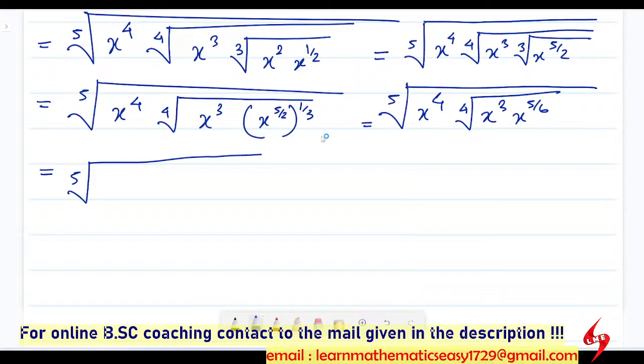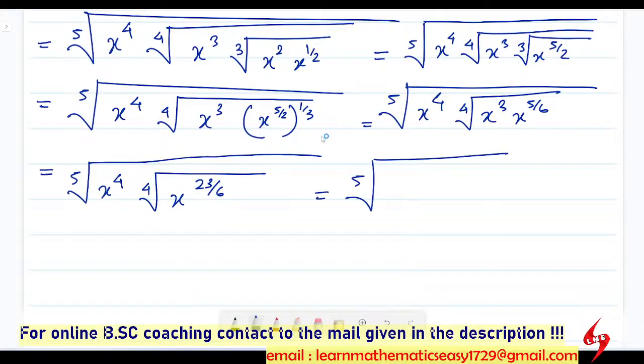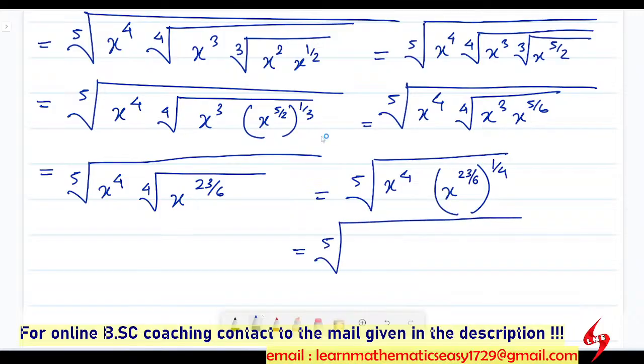Next again, x to the power 4, x cube, and here the bases are same, so the powers will be added. So x to the power 23 by 6. Now 4th root means the power will be 1 by 4, so 23 by 24.